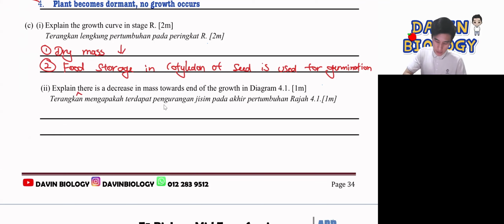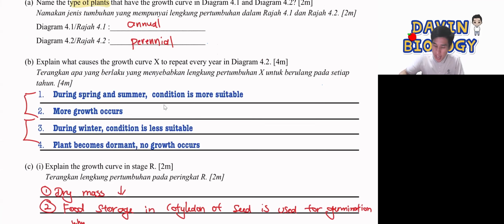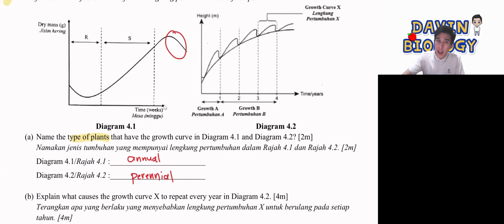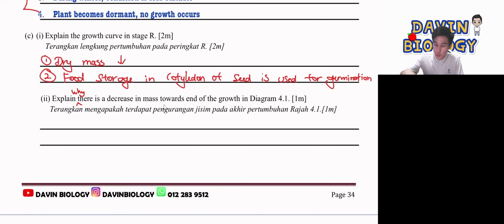Explain why there is a decrease in mass towards the end of the growth in diagram 4.1. So why is there a decrease in mass? Because at the end, you're going to die. But of course, don't say they die, because they're going to reproduce. They throw their seed, or you want to say the leaf and flowers shed. Just now we already said. So 1 mark, you can just pick whichever you want. So dispersal of seed occurs. So these two are the same exact question. Now the next one, not so much the same already.